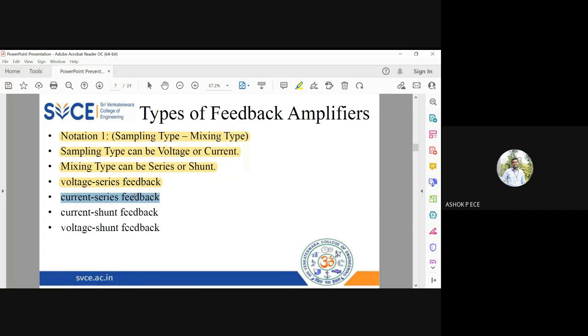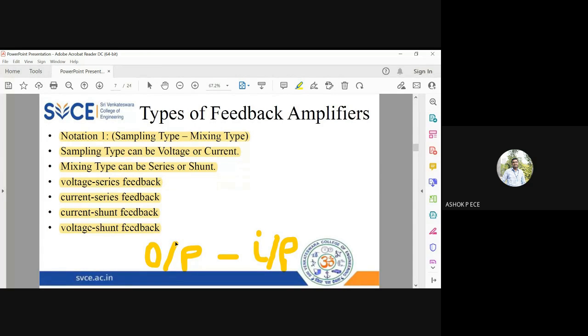Is the first notation clear for everyone? How the amplifiers are named based on sampling type, mixing type. So sampling type is available at the output side. You can also call this notation as output-input type. So this is the notation I'll be following. So output means sampling network, input means mixing network.